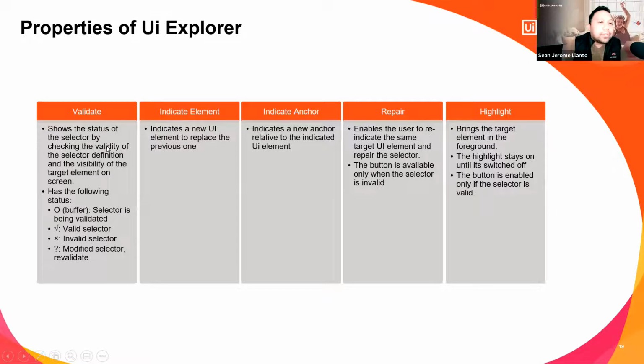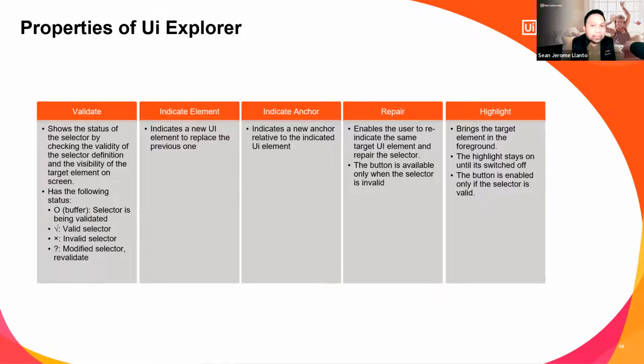So earlier I was just talking about the various buttons that are available in the UI Explorer. You have validate, which allows you to check the validity of the selector. You have indicate element, which allows you to identify a new element for your bot to identify to replace a previous one that was selected. We also have indicate anchor. So indicate anchor is basically allowing you to find a relative object or a relative element for your selectors to be more robust.